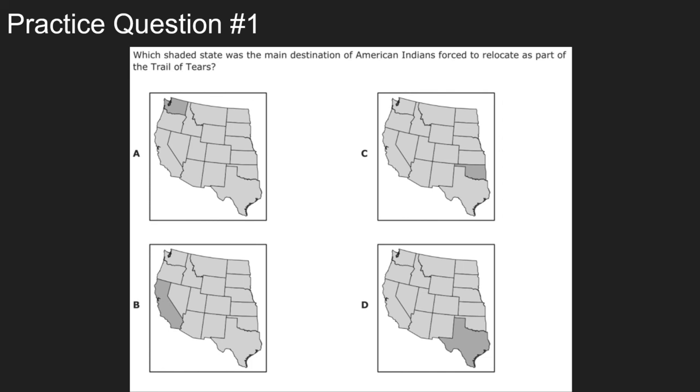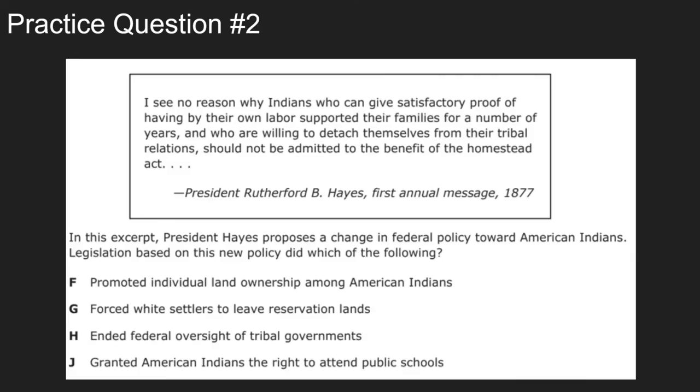As always, when I read the question, you press pause and then find your answer, then press play, and let's find out if your answer is correct. Which shaded state was the main destination of American Indians relocated or forced to relocate as part of the Trail of Tears? Press pause. Here's your answer. Yep, that is the shaded area, the state of Oklahoma now. It was at the time Oklahoma Territory.